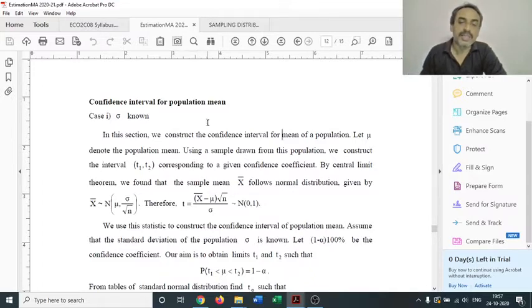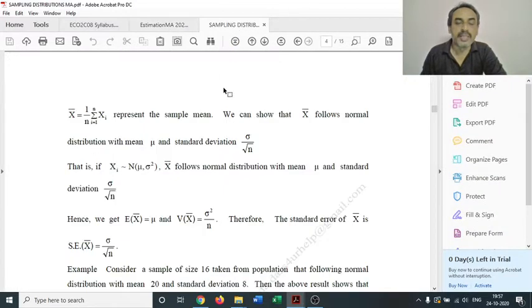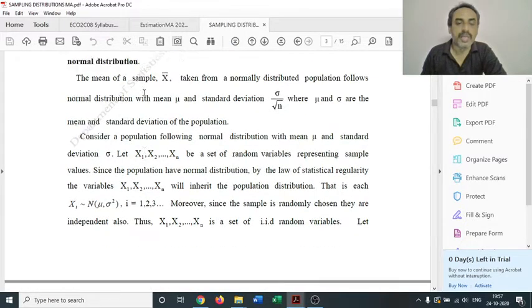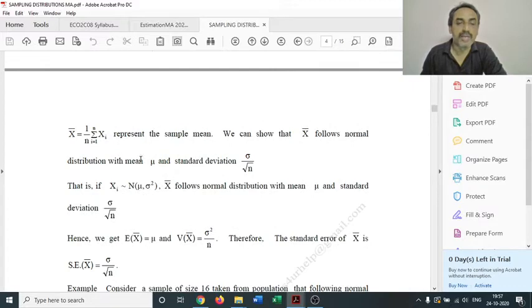For that, we consider the sampling distribution of sample mean taken from a normally distributed population. In sampling distribution, we discussed that the mean of a sample taken from a normally distributed population has normal distribution with mean mu and standard deviation sigma by root n. That is, x bar follows normal distribution with the mean mu and standard deviation sigma by root n. So making use of this property, we construct a confidence interval for population mean when sigma is known.